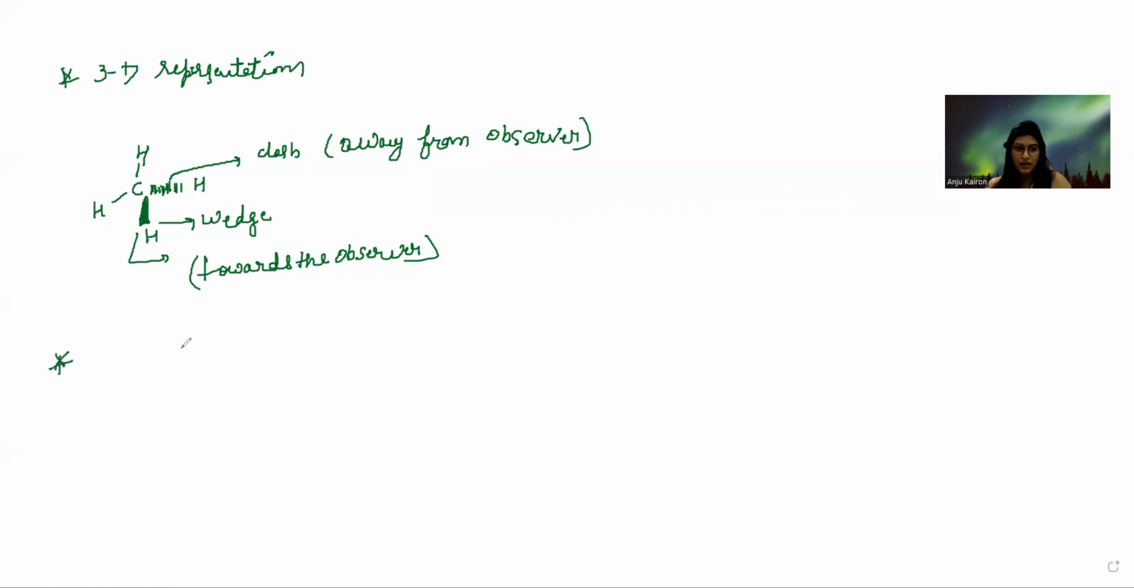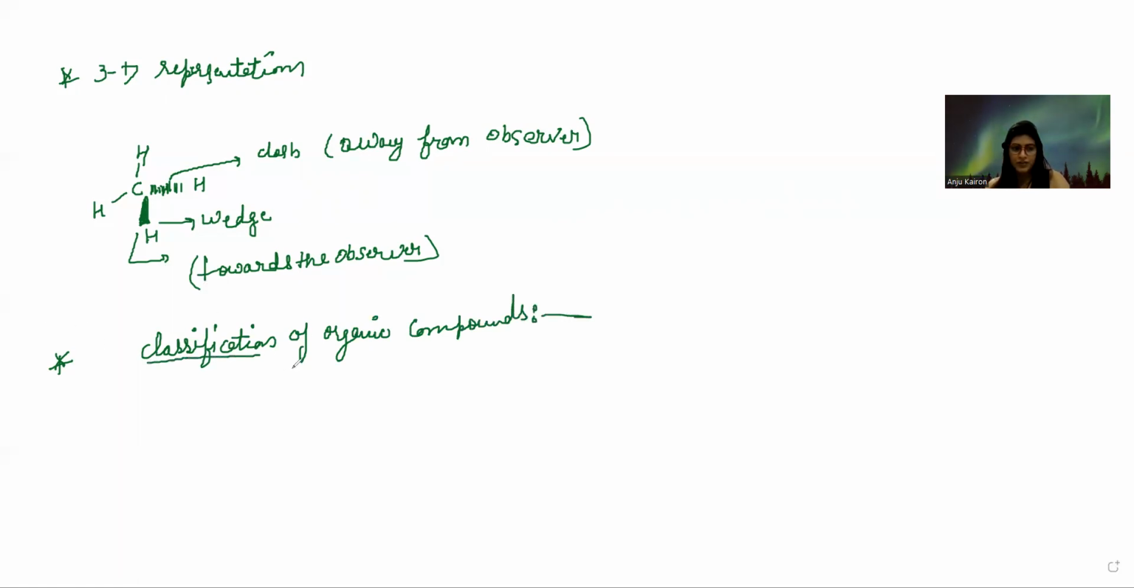next thing is classification of organic compounds. Classification of organic compounds. Now we can see this classification by a beautiful chart. All right, let's suppose we have organic compound here, and organic compound is classified into 2 parts.